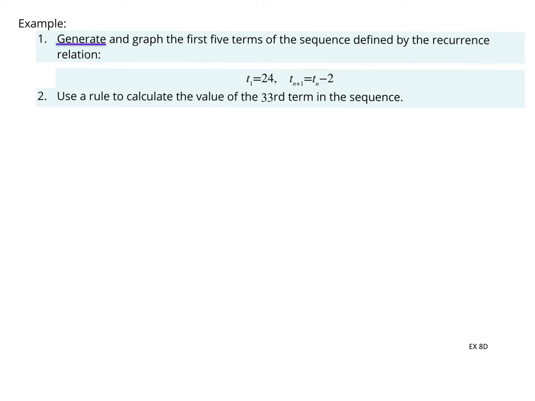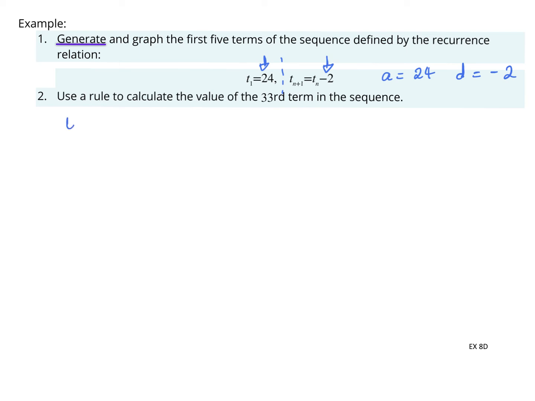So our recurrence relation tells us quite a few things. First of all, T1 is equal to 24. So it tells me that my first term is 24. And then the second part of my recurrence relation tells me that I am going down in 2's. Tn plus 1 is equal to Tn take away 2. So my common difference is minus 2. So let's use that information now to generate the sequence.